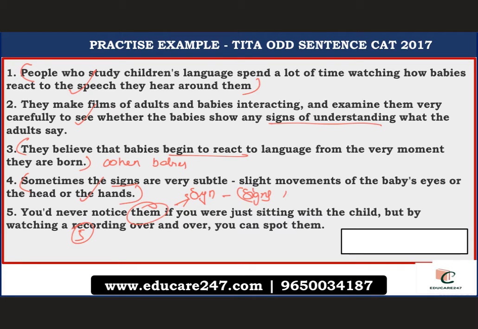Hence, very easy. You do not need to find the starter and link and all that stuff over here. Straight away, sentence number 4 should be your odd sentence out. Why? Because while all other sentences relate to signs of understanding babies show while reacting to speech, 3 talks of when babies begin to show understanding, which is slightly a different idea.